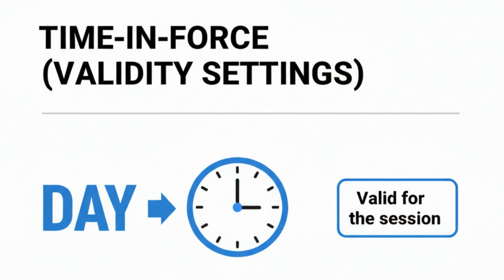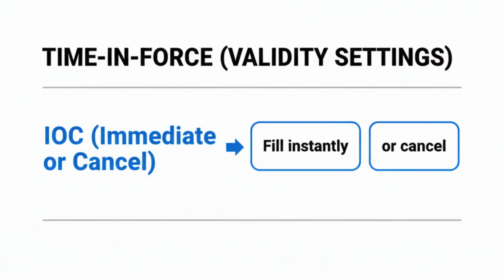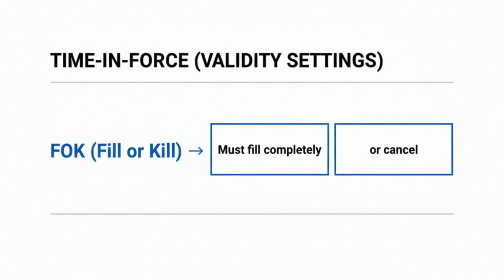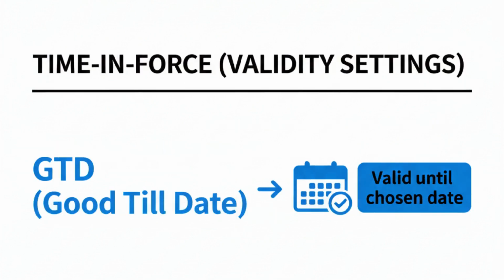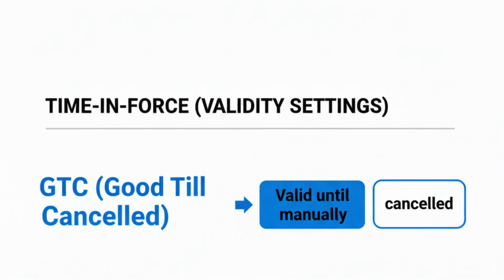Different brokers provide various validity types. Day, valid for the session. IOC, immediate or cancel. Fill instantly or cancel. FOK, fill or kill. Must fill completely or cancel. GTD, good till date. Valid until chosen date. GTC, good till cancelled. Valid until manually cancelled.